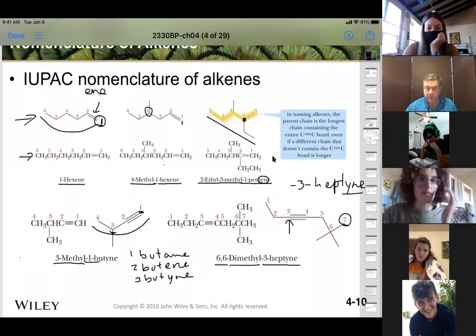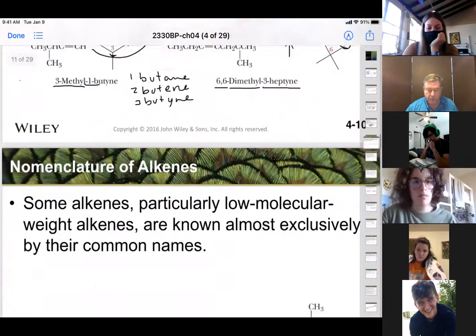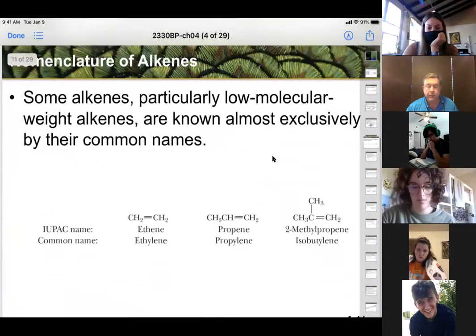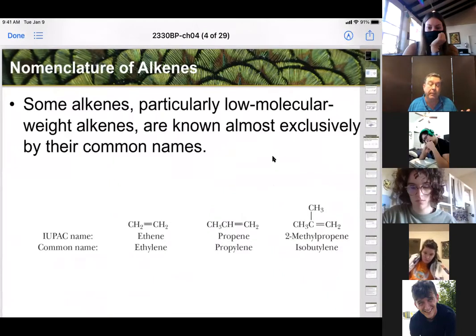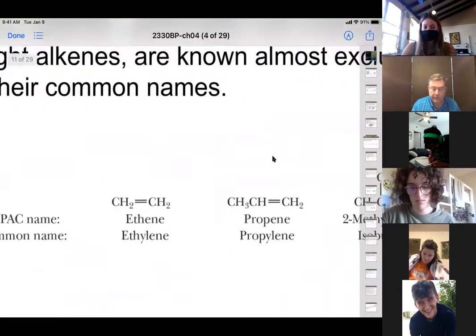All right. So let's do a little bit more nomenclature here. Because these are used so extensively in the petrochemical industry, they actually have common names associated with them, which are actually the ones you're probably going to hear more often. So I'm going to give you the IUPAC name, the chemical name, and then the common name as well.